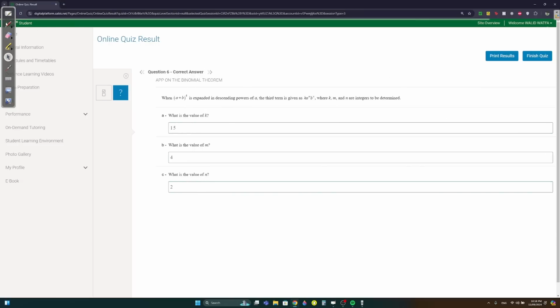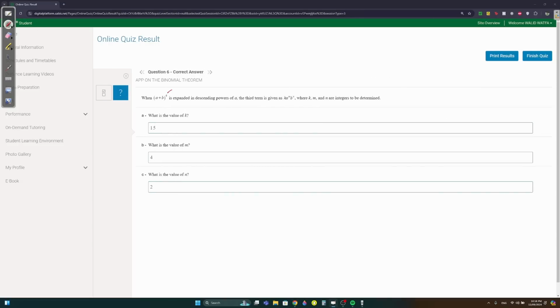Question 6. When a plus b to the 6 is expanded in the descending powers of a, the third term is given as this. Okay, what is the value of k? What did they say? They want the third term. Third term means k equals 2, right? K equals 2. So let's see. What is the expansion when k equals 2?